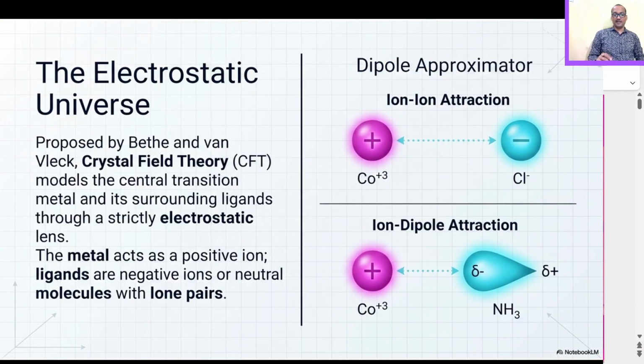So here we have another example, the ion-ion attraction, how it looks like: cobalt 3 plus with Cl minus ion, and we have ion-dipole attraction, cobalt 3 plus with, so this is how the dipole looks like in ammonia. So this delta negative charge resides on the nitrogen.